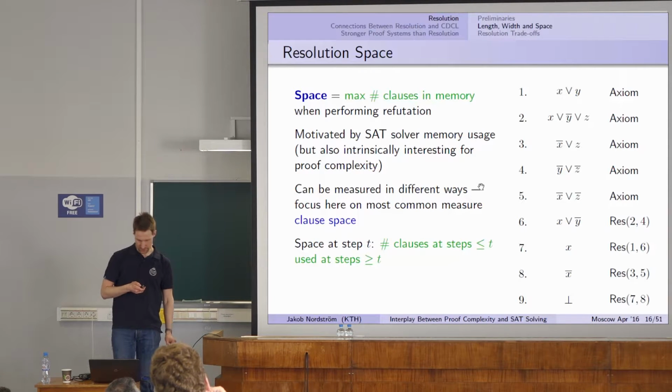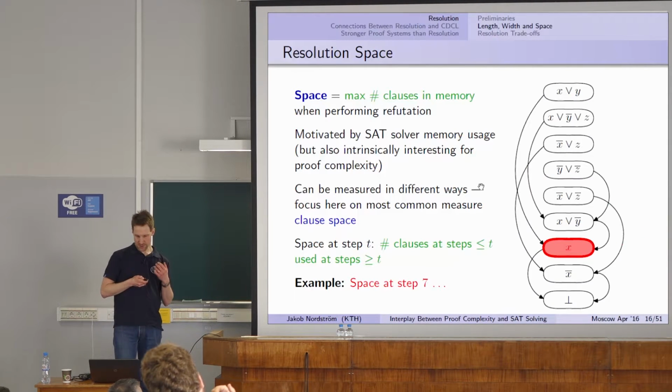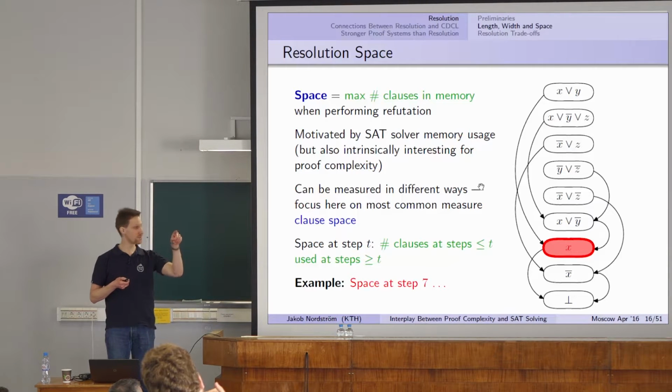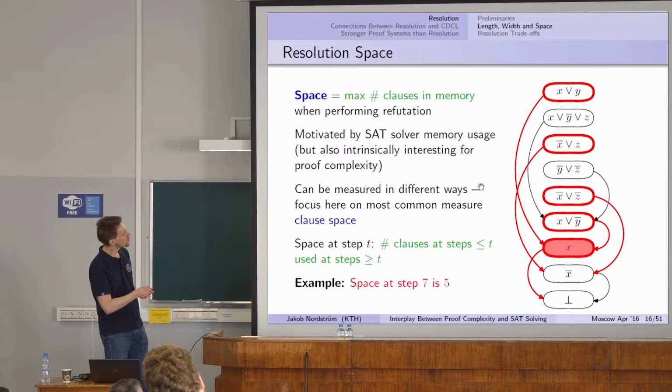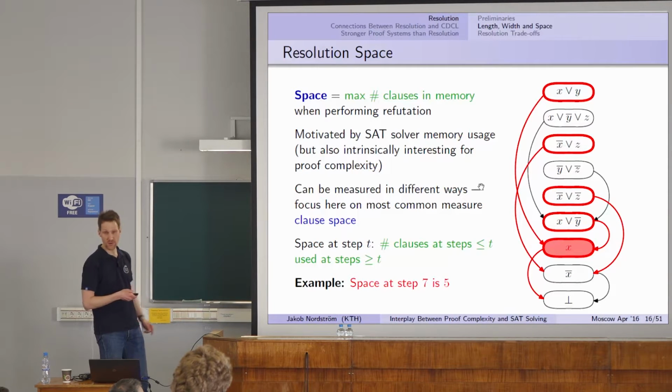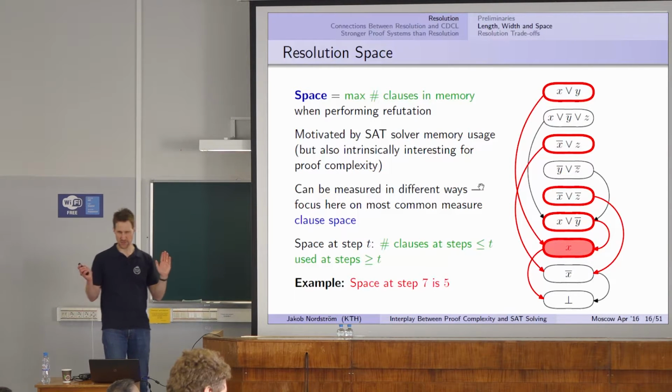So let's illustrate this. Suppose you're at step 7, and now it's nicer to look at the DAG. You can just see the arrows starting at vertices before 7 and going to 7 or later. So here they are. You'd better keep these in memory at time step 7. So at time step 7, the space is 5, and then you measure for every time step what the space is, take the max, and that will be the space of your proof. Make sense?